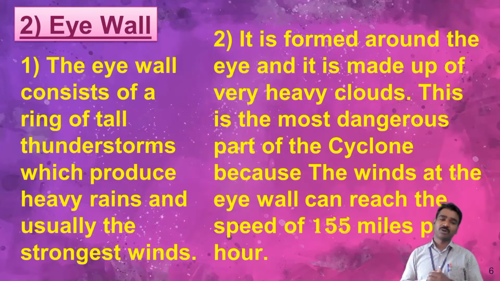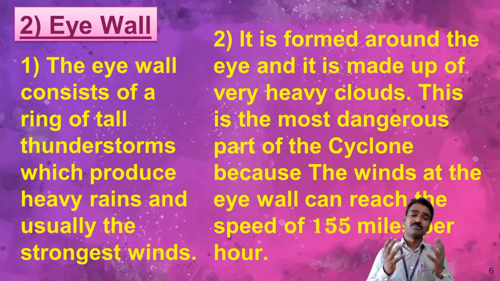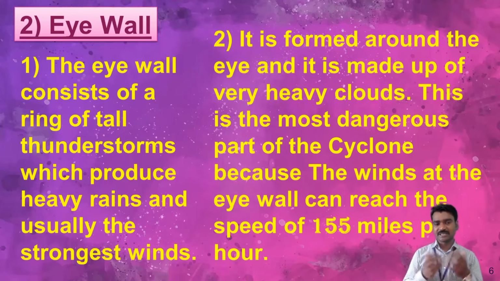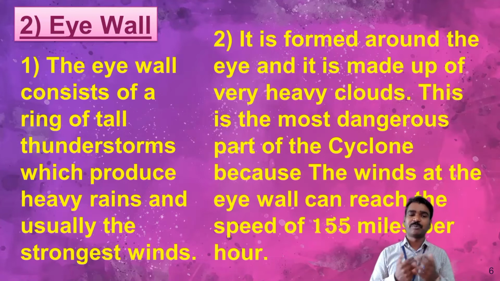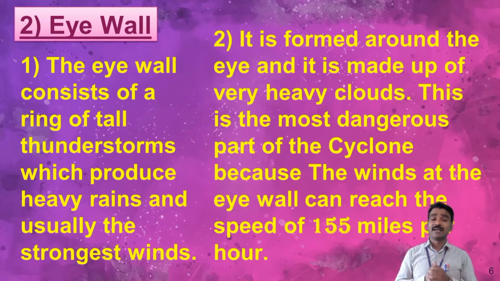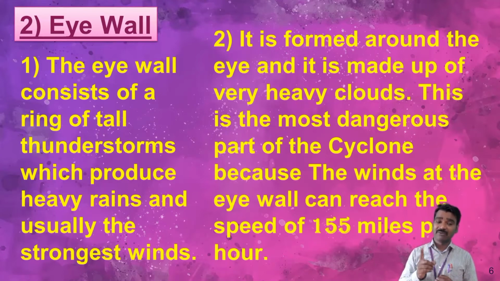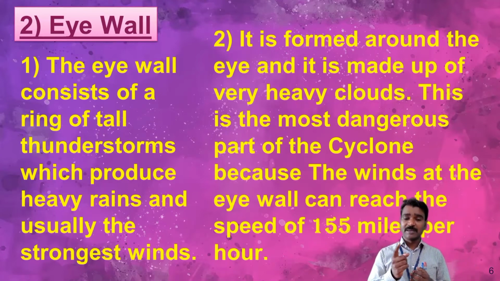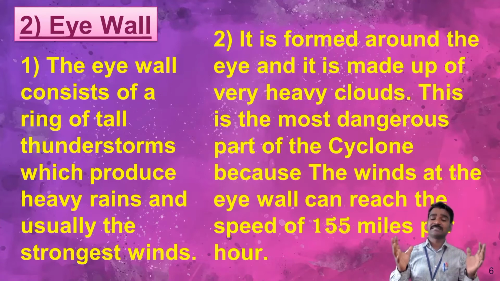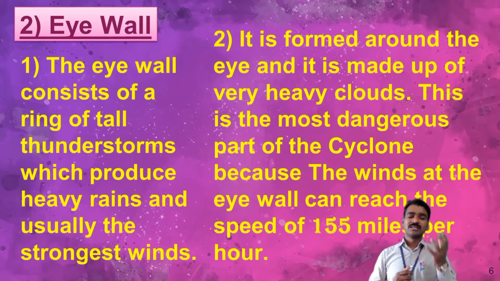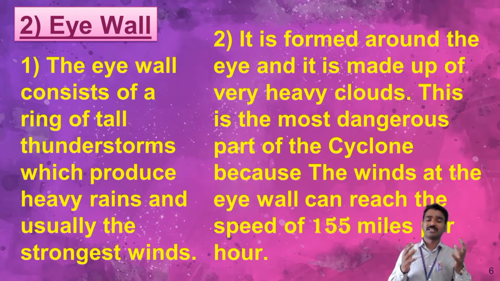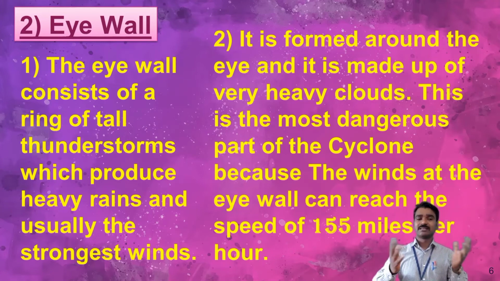We have the second part of the cyclone. The second part of the cyclone is the most dangerous, or the most destructive part of the cyclone. This is called the eye wall. The eye wall consists of a ring of tall thunderstorms which produce heavy rains, and where usually the strongest moving winds are located. Because of this I said this is the most destructive part of the cyclone, because the strongest winds and the thunderstorms are located around this eye. This is called the eye wall.